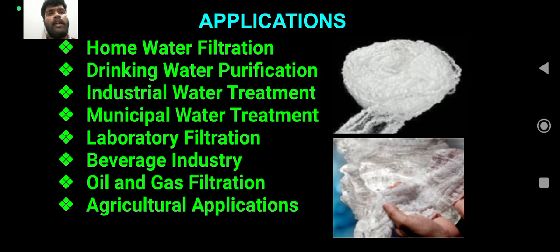And the applications: home water filtration, drinking water purification, industrial water treatment, municipal water treatment, laboratory filtration, beverage industry, oil and gas filtration, agriculture application. In all these applications, what it does is it filters the water. That's it, and it removes the impurities from the water. And I have given two pictures here. This is a cellulose-based water filter that is used in homes.